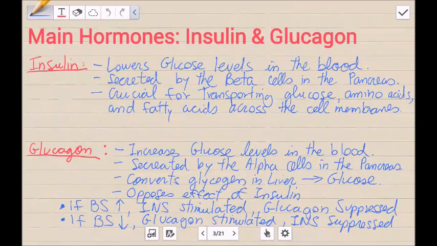If the blood sugar is high, then insulin will be stimulated so that the body can push this sugar inside the cells so that they can use it, and therefore glucagon will be suppressed. On the other hand, if blood sugar is low, then glucagon will be stimulated so that the body is able to increase the blood sugar levels, and insulin will be suppressed.